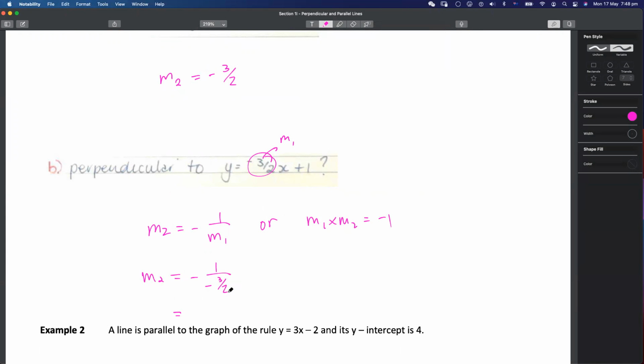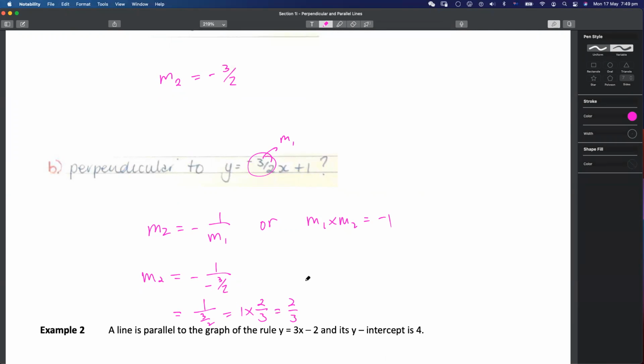Negative 1 divided by negative 3 over 2. When you divide by a fraction, you have to flip it. Negative 1, and remember two negatives make a positive. So it becomes 1 over 3 over 2. It's 1 times its reciprocal, 2 over 3. So it's 2 over 3.